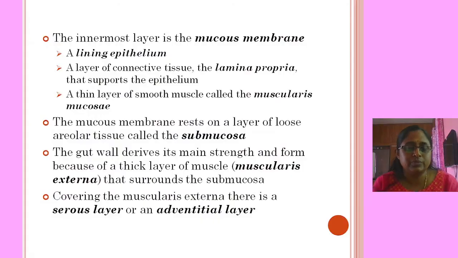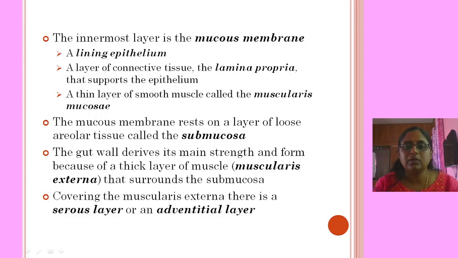The mucosa is the mucous membrane, and it consists of three different layers: a lining epithelium, a layer of connective tissue called the lamina propria that supports the epithelium, and the third layer, a thin layer of smooth muscle cells called the muscularis mucosae. Then comes the second layer: the mucous membrane rests on a layer of loose areolar tissue called the submucosa.